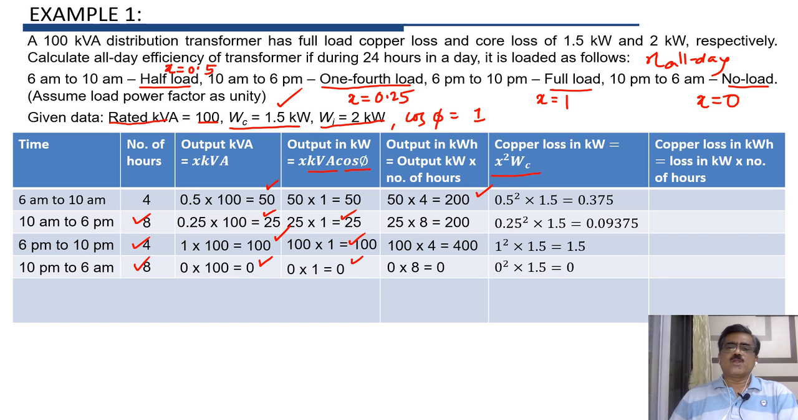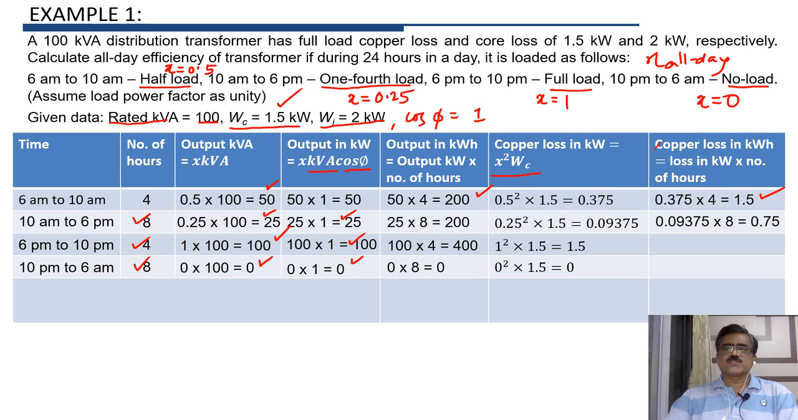Now this copper loss in kilowatt must be multiplied by the corresponding number of hours, so that we will get copper loss in kilowatt hour. So to calculate the copper loss in kilowatt hour, we will multiply this copper loss in kilowatt by the corresponding number of hours. In the first slot the number of hours is 4. So 0.375 into 4, which is 1.5 kWh.